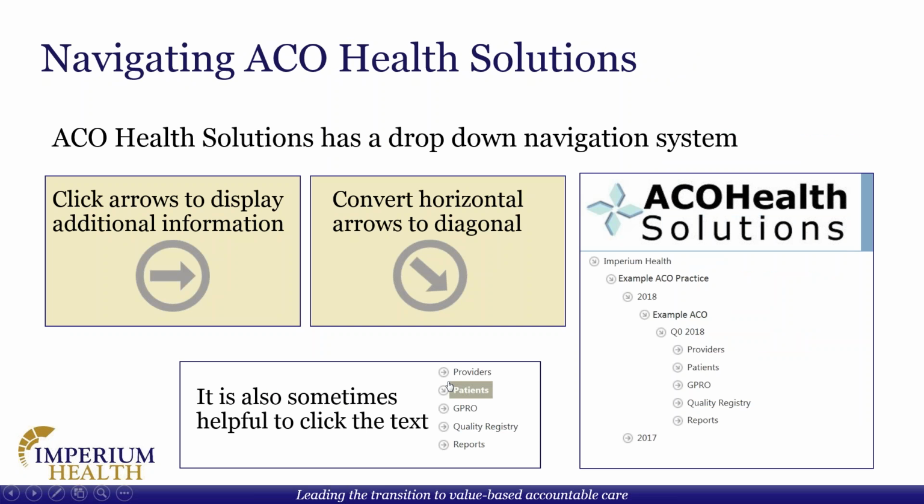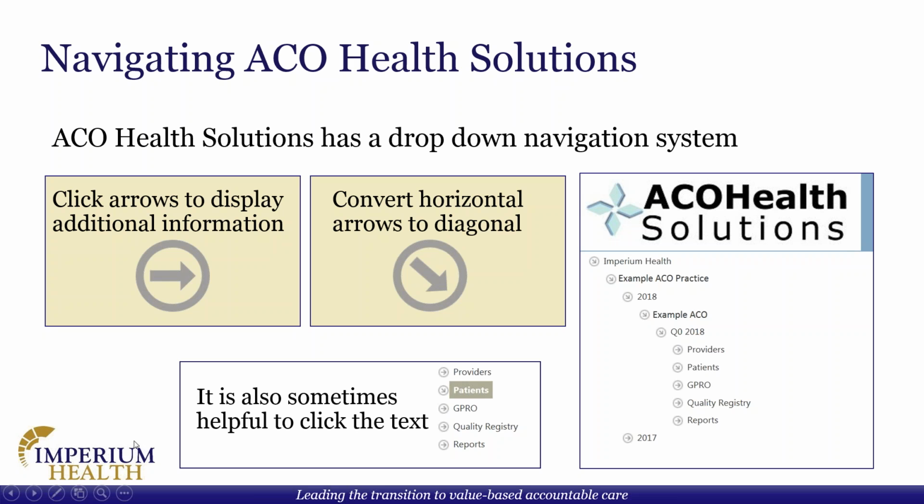So once you're into the system and starting to navigate a little bit, you're going to notice that when you first log in, it might only say the word Imperium Health on the top, and there's going to be this little arrow next to it. ACO Health Solutions is set up to have kind of a drop-down or a waterfall type effect, where you're going to be able to see more information as you click into it or click a few specific spots.